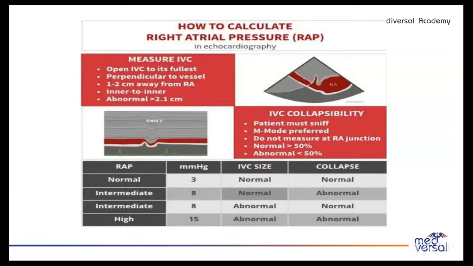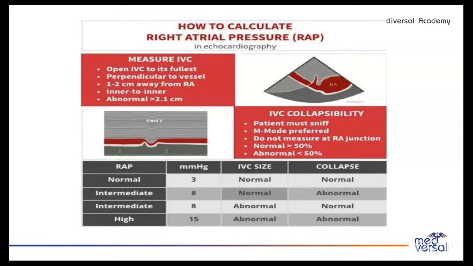Generally, the normal IVC size is 2.1 centimeters. If it is more than 2.1 centimeters, it is abnormal. Generally, IVC size will correlate with the right atrial pressure.